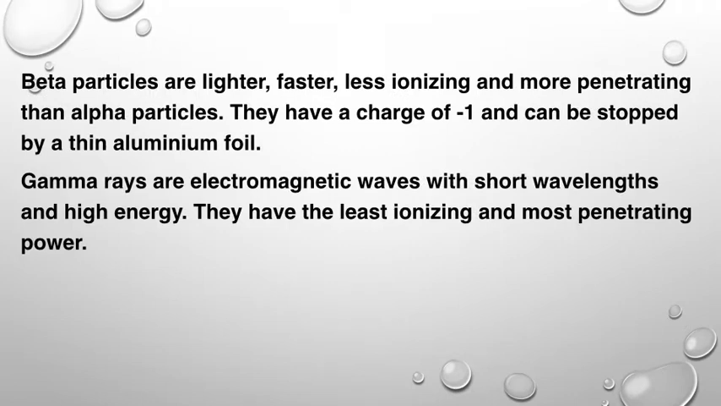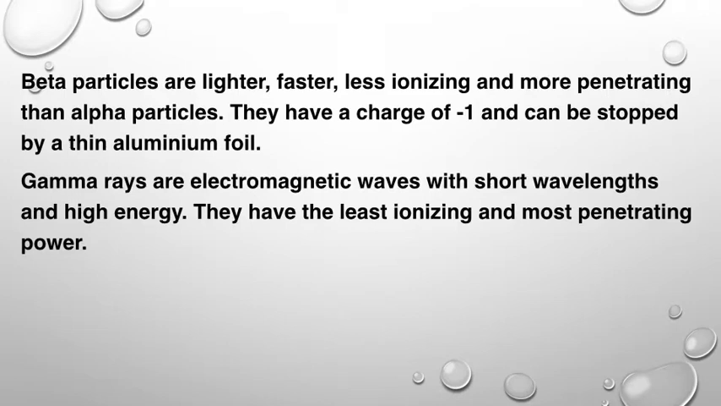Beta particles are lighter, they are faster, they are less ionizing, and therefore they are more penetrating than alpha particles. Beta particles have a charge of -1, and to stop beta particles, as we said that they are more penetrating, they will penetrate a piece of paper that you would have used to stop alpha. To stop beta particles, you need a thin aluminium foil at least.